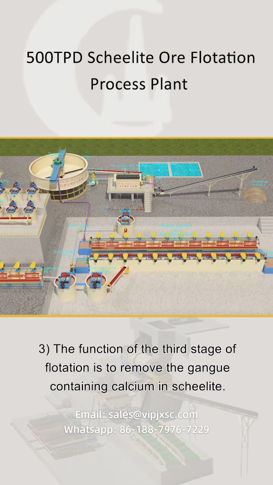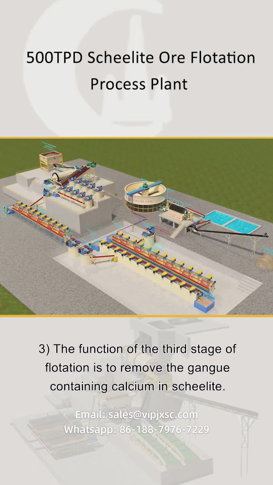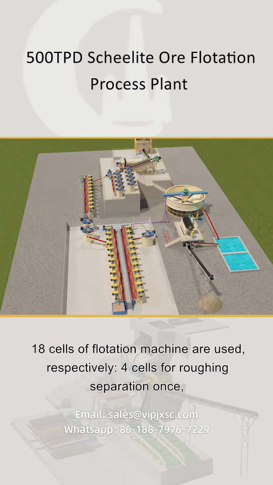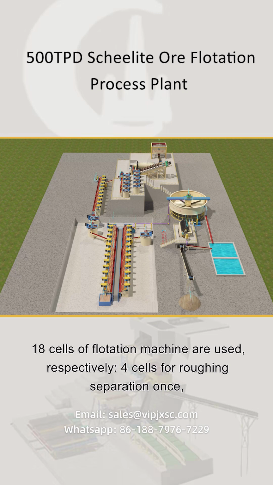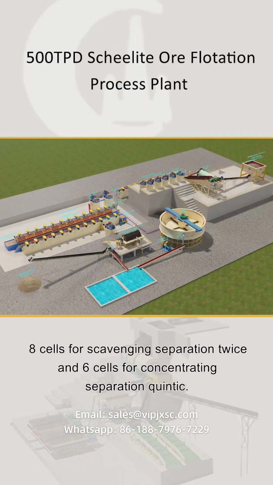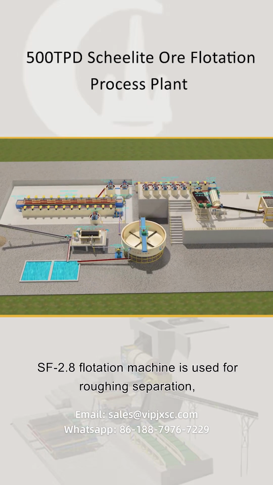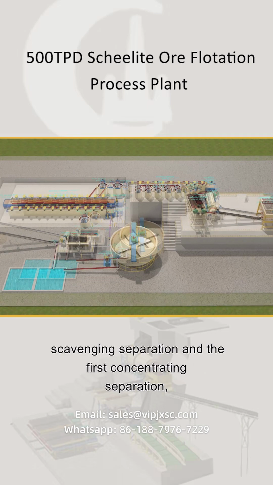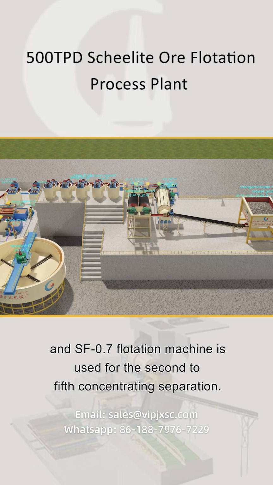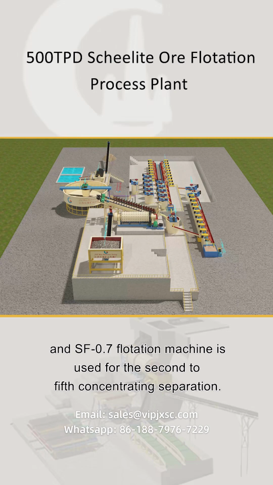3. The function of the third stage of flotation is to remove the gangue containing calcium in Scheelite. 18 cells of flotation machines are used respectively: 4 cells for roughing separation once, 8 cells for scavenging separation twice, and 6 cells for concentrating separation five times. The SF 2.8 flotation machine is used for roughing separation, scavenging separation, and the first concentrating separation, and the SF 0.7 flotation machine is used for the second to fifth concentrating separation.